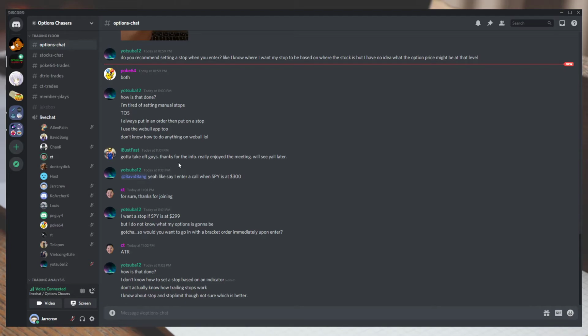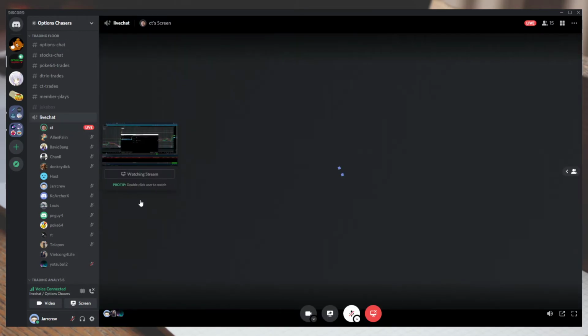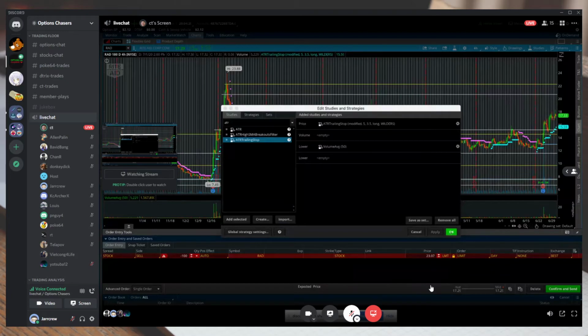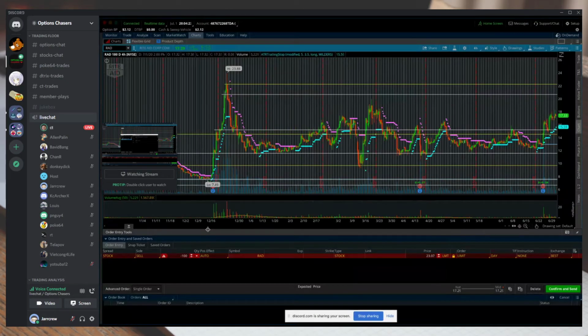So what the ATR indicator does is give you the average trailing stop. It gives you an amount, and you just add or subtract that from the current price. Let me see if I can share my screen to show you. Okay, so I went to edit studies, added the ATR trailing stop, hit okay. Then let me see where it shows.